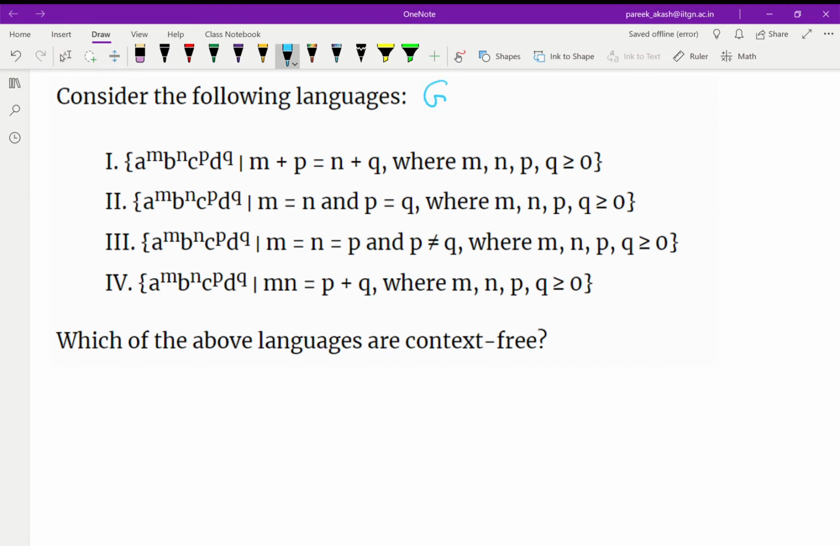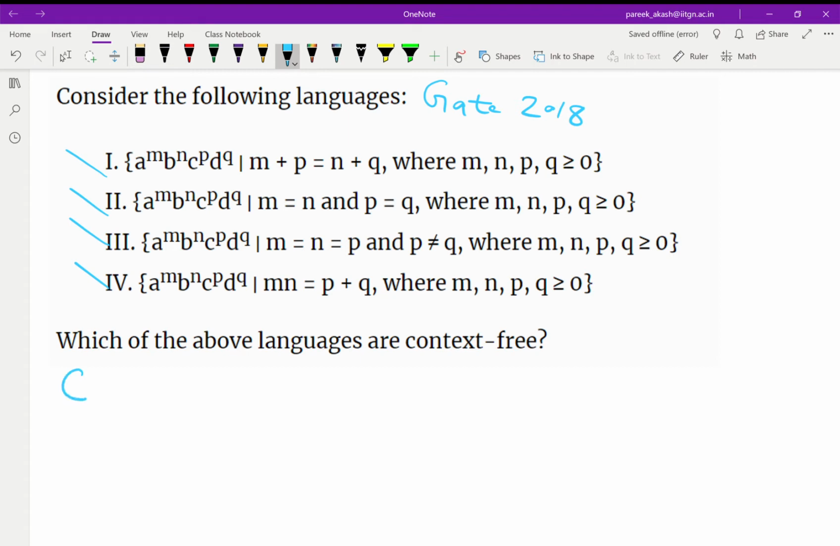In today's video we are going to solve a question which appeared in GATE 2018, and the question is from TOC. In this question we have four languages, 1, 2, 3 and 4, and the question asks which of the above languages are context free. So we have to tell which of the above languages are context free.